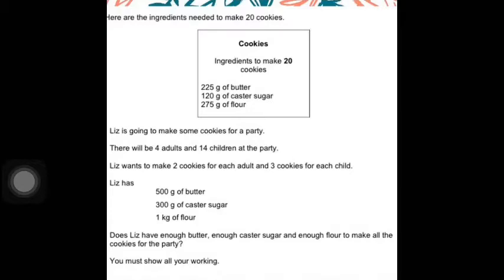All she knows is that you need 225 grams of butter, 120 grams of custard sugar, and 275 grams of flour to make 20 cookies. So what I want you to do right now is pause this video, try and answer this question, show your working out, and then once you're done, you can come back.